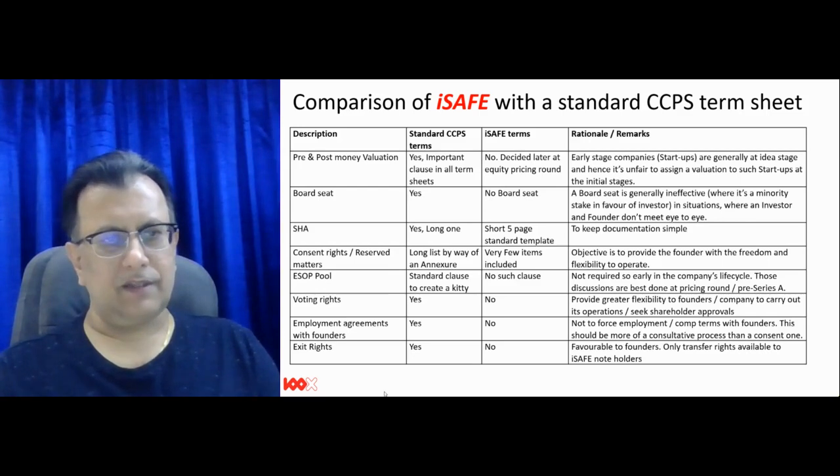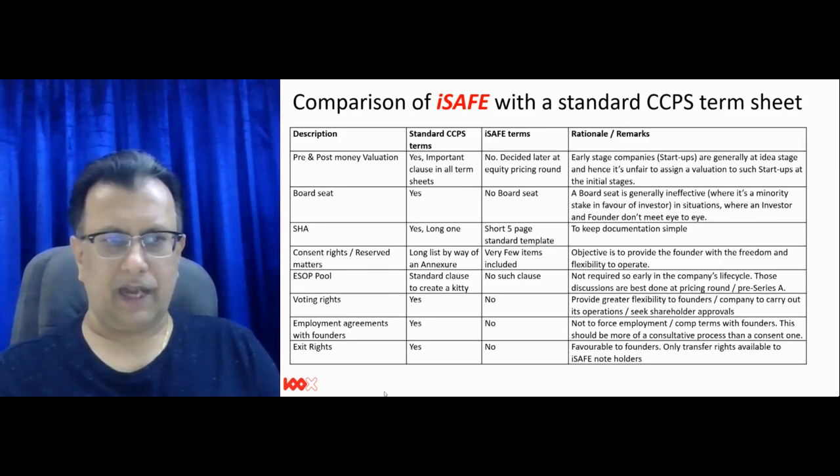No consent rights or very low consent rights in case of iSafe. There are no voting rights that iSafe holders have. So we just hold shares equivalent to the investment, and that's it. Because voting rights really don't matter in case of an early stage deal. Exit rights, yes, there are some consent rights which are there, but in iSafe, there are hardly any exit rights. It's quite favorable to the founders. Only transfer rights are available to iSafe holders.